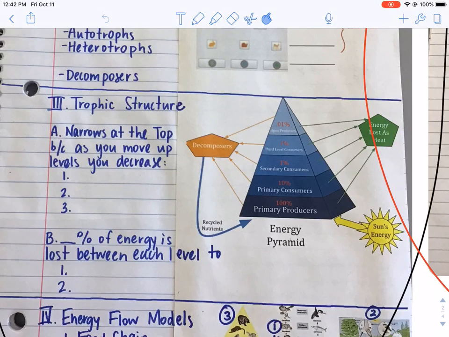What narrows at the top? Because as you move up levels, you decrease. We'll talk about three different things. And also we're going to talk about the percent of energy that is lost between each level and why it's lost to two different reasons. So we will have a little more to write about on this image.